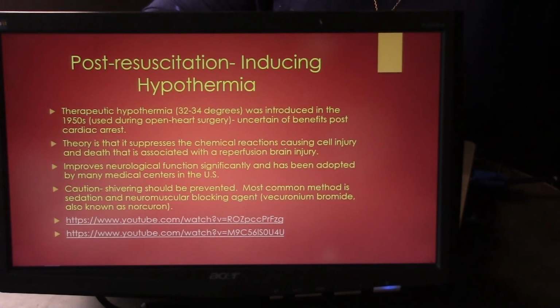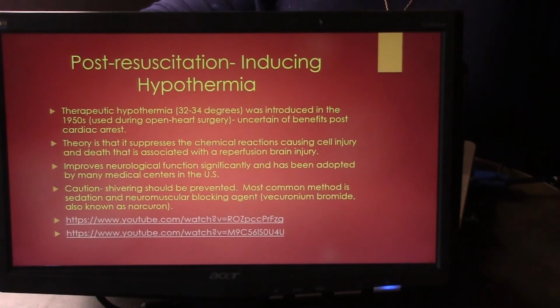It improves neurological function significantly, and it's been adopted by many medical centers. The caution in that is that you don't want the patient to be shivering, because that can cause metabolic acidosis and hemodynamic issues as well. So patients who are given therapeutic hypothermia are on the ventilator. They're often given continuous sedation and are given paralytics as well, so that they don't shiver.